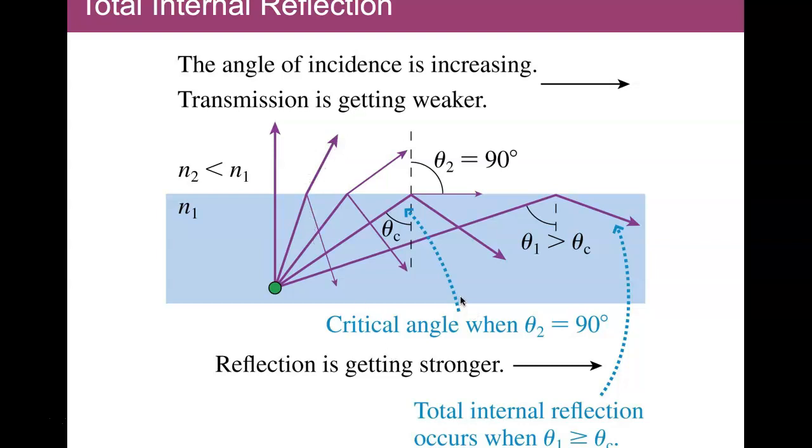Some of it always gets reflected. And then there's this critical angle where what goes through is parallel to the interface. And then if you have an even larger angle, theta 1 larger than theta c, that's the critical value, the entire thing gets reflected. Nothing can go through. And mathematically, this ties in with Snell's law not having a solution for theta 2. And this phenomenon is called total internal reflection.